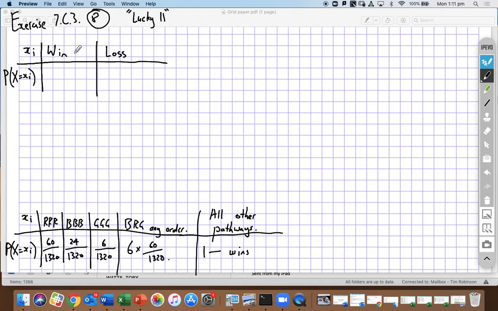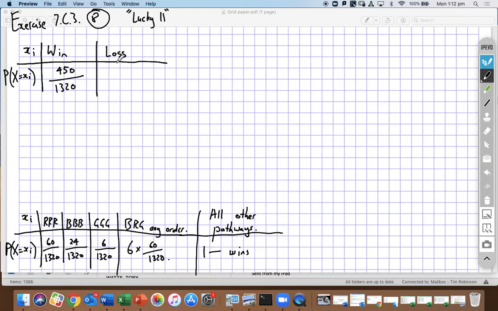Okay. So a win can come from those plus these 6 here. All right, well, these 6 here, that's 6 times 60 is 360, plus another 60, that's now I'm up to 420, plus 30, there's 450 pathways out of 1,320, right? And the loss is all the rest.